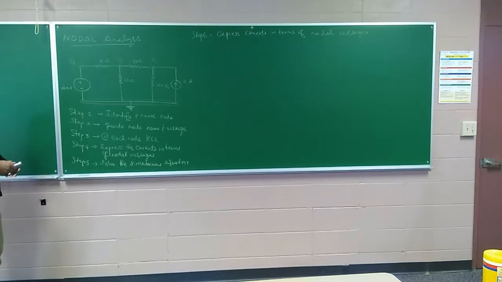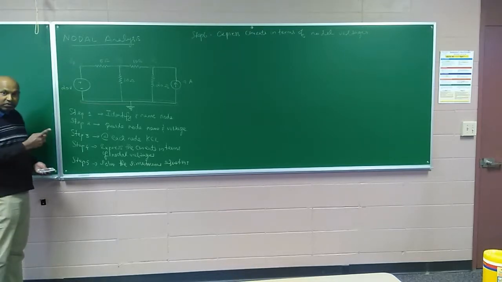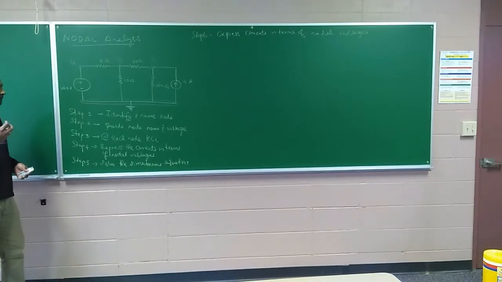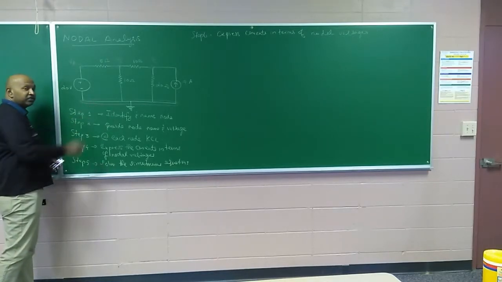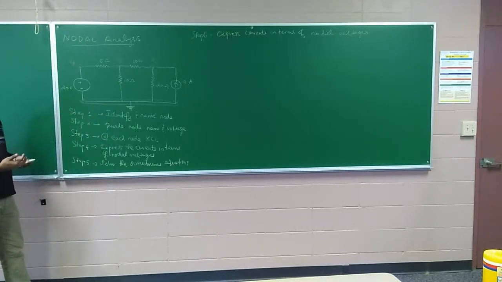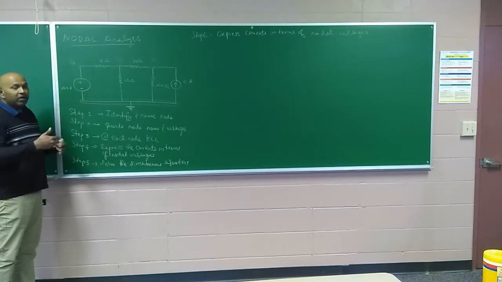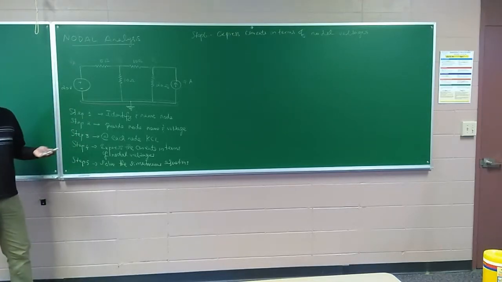Next, we are going to go through these nodes and write KCL. Now we typically don't have to write KCL at the ground or reference node; it is usually at the other nodes that we write it. In fact, the ground node is considered zero voltage, or reference. We already know the nodal voltage is zero, so we don't have to calculate for that.